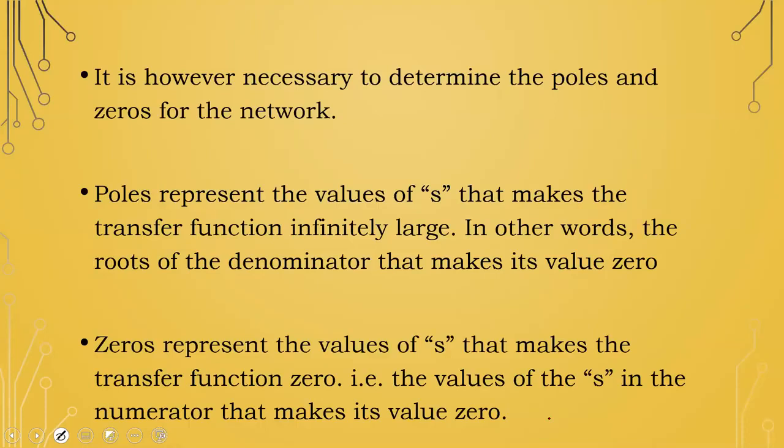But there's a big question here. At what point do I determine that numerator and denominator values? All right? And that's the kicker that we need to focus on. So the poles make it infinitely large, or in other words, where the denominator is 0, and the zeros make the function 0, which in other words is the numerator being equal to 0.